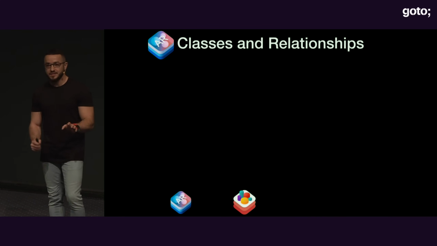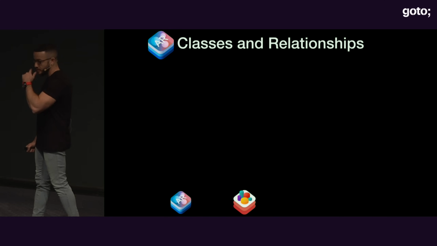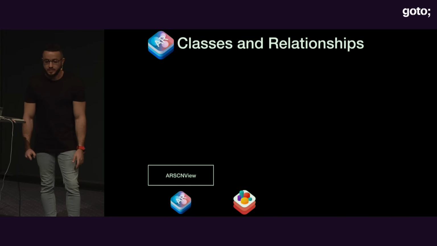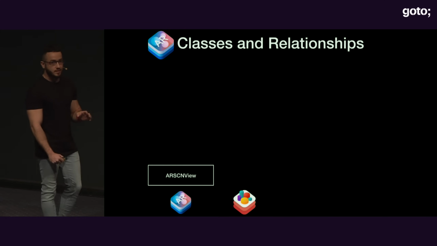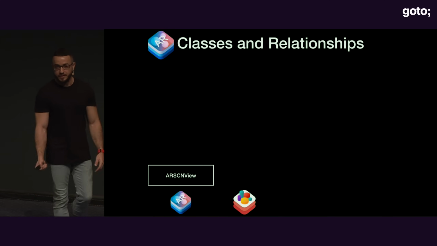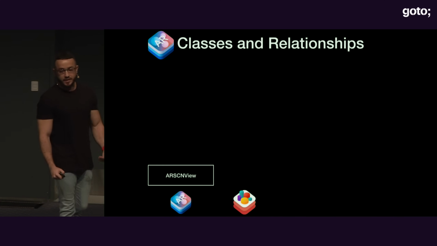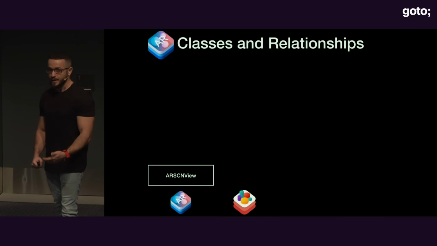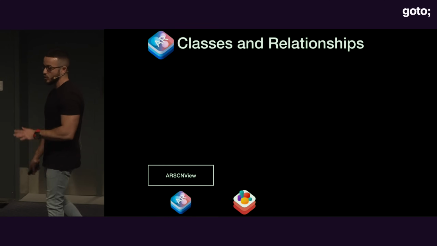What are the main classes that we are going to deal with? Because it's very important to understand them and understand the relationships. Apple gives us an ARSCNView. And from the prefix of the class, we understand where this class comes from. The prefixes here are actually two, AR and SCN. So I understand that this class comes from ARKit and SceneKit. How does Apple achieve this? Through inheritance and composition.